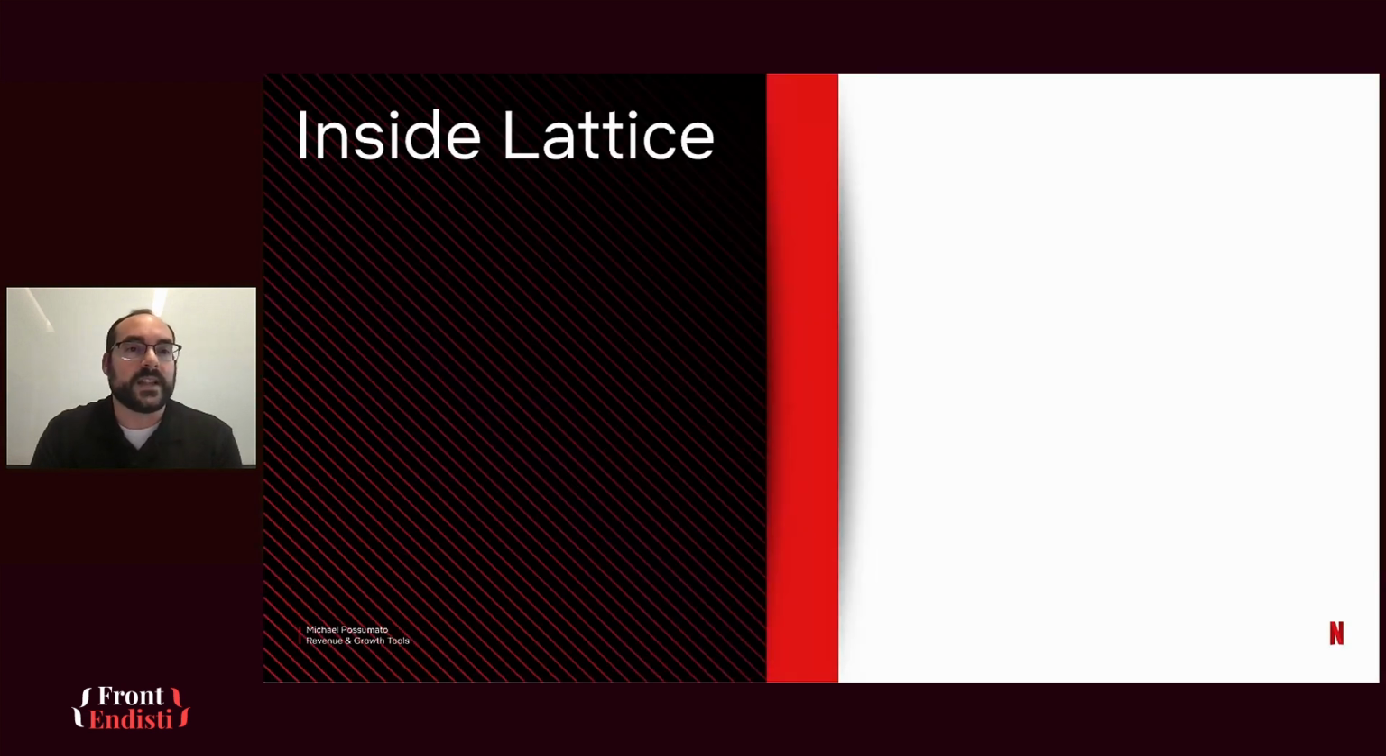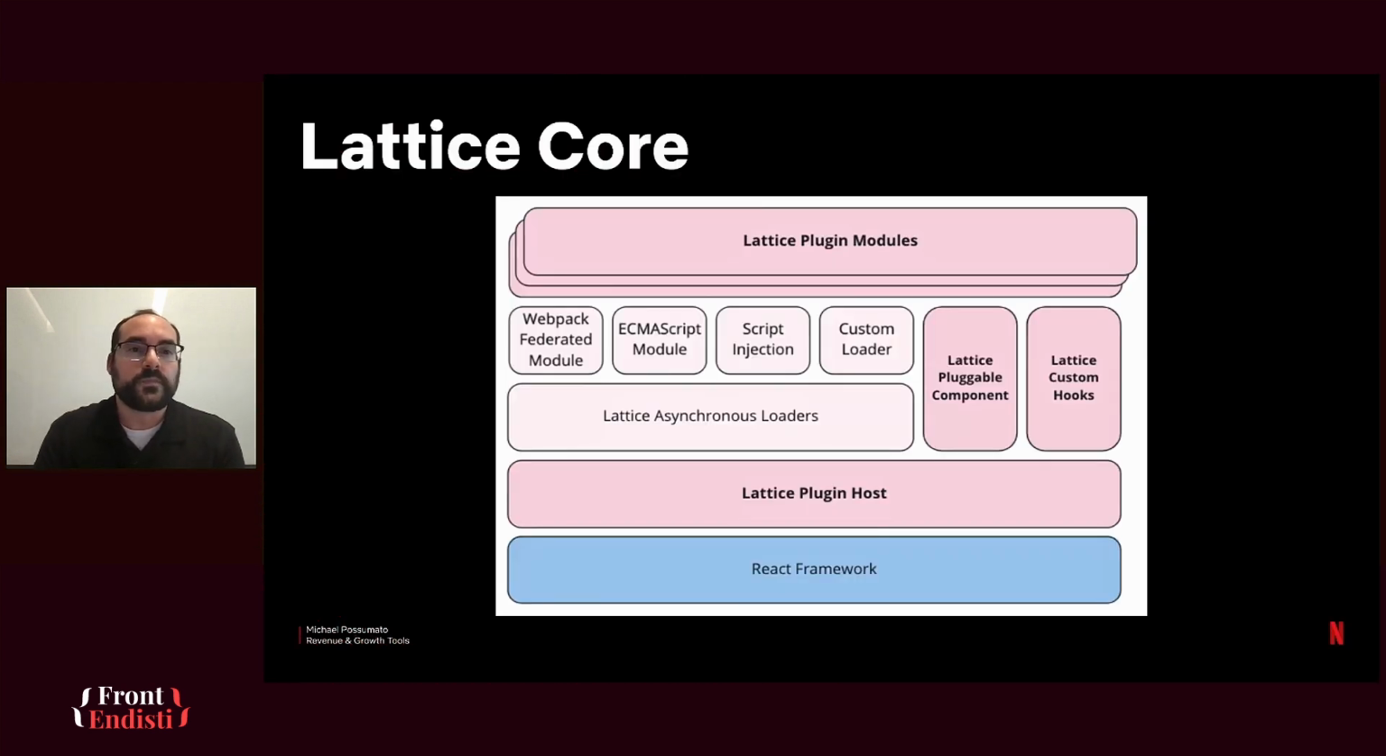So inside Lattice, what does it look like? It's super simple. Areas in the dark pink are what we exposed. Those are the only areas that we expect applications to consume. That would be these plugin modules, which we don't actually build or provide, but we provide an interface for developing a plugin. And I'll talk about what that interface looks like later.